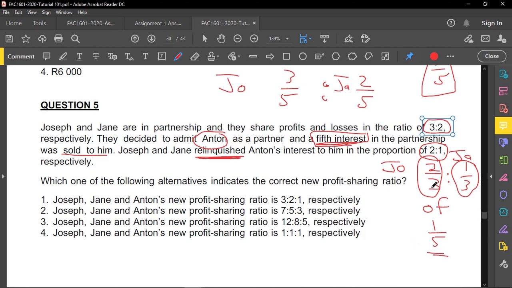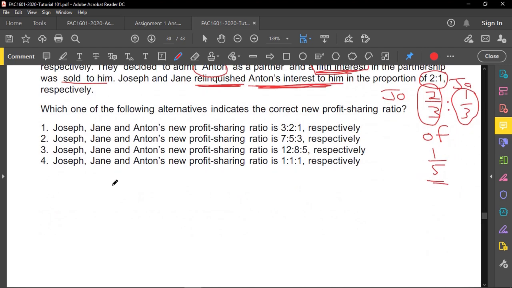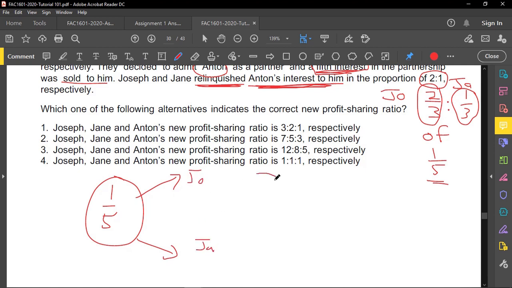Yeah. I think the only part that I was confused with was the 2:1 part. Oh, okay, yeah, the 2 to 1. If you see my working out, that's why I ended up with option 3. Okay, I understand. Yeah, so the 2:1 is referring to how they've relinquished Anton's interest to him. Do you see that? Yes. Yeah, so it's basically like this. You've got 1/5, which is basically going to be given by Joe and Jane. Okay? Yes. And it's going to be given in 2:1.